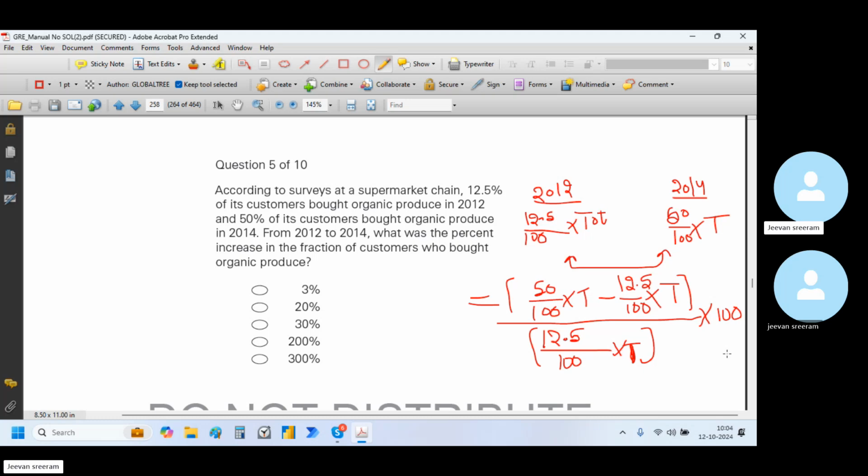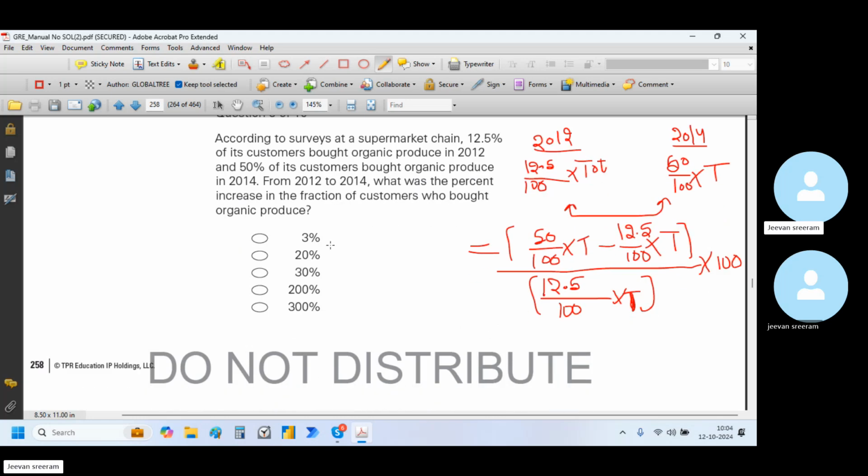This is the basic formula to find percentage increase, percentage change or percentage decrease, right? Difference divided by the quantity on which the change happened. Change happened on this. So obviously 50 minus 12.5 by 12.5 is what you will be left with if you cancel the common terms. So that's 37.5 divided by 12.5, into 100.